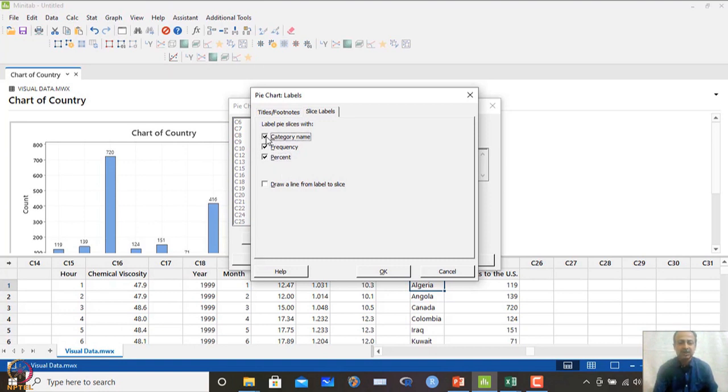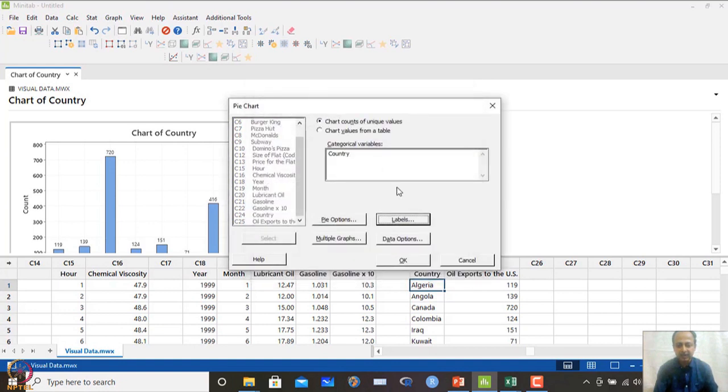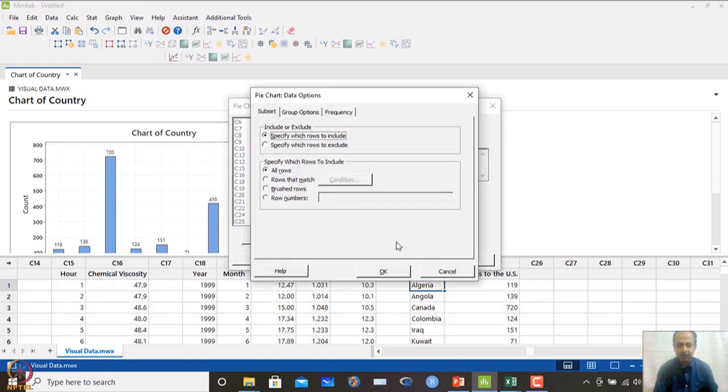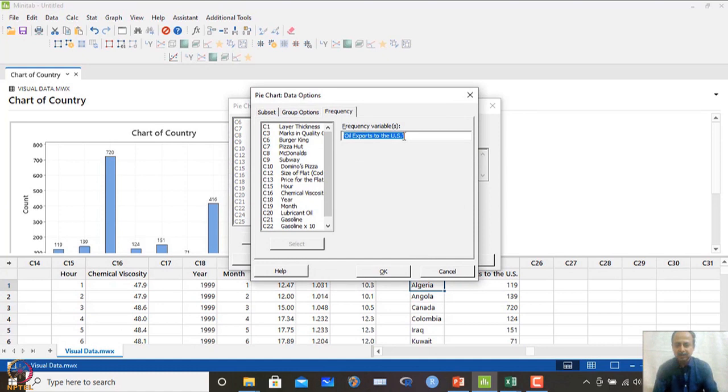If you want to see the names of that also, that is possible, but we can draw a line from label to slice, that also gives you some visual impact. So in this case, data options, frequency over here. So here already it is taken automatically. So I will give again oil. If it is not there, you just double click that one. All oil exports is the variable which will be used for this pie diagram.